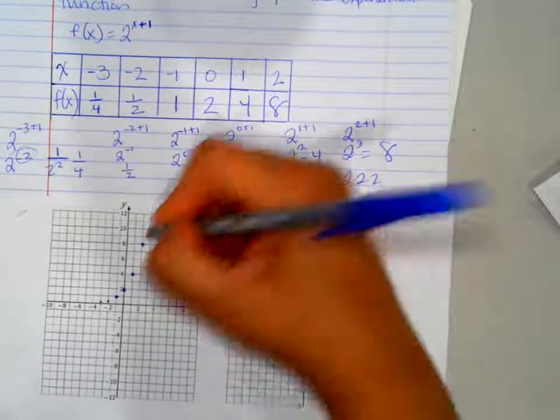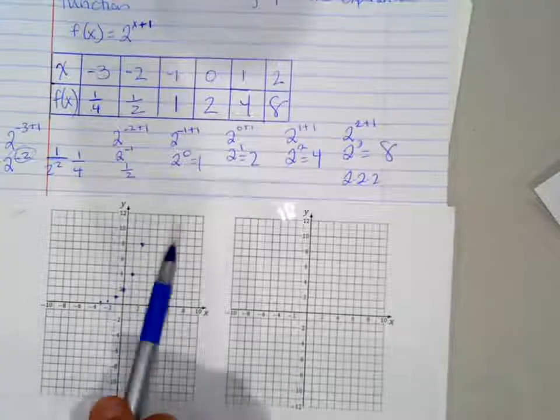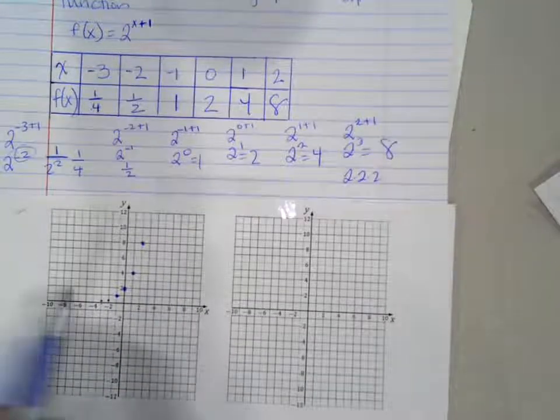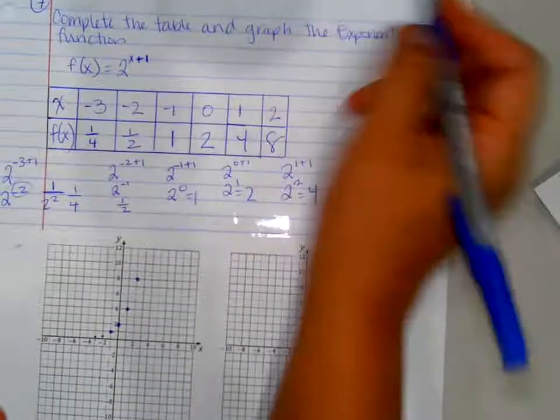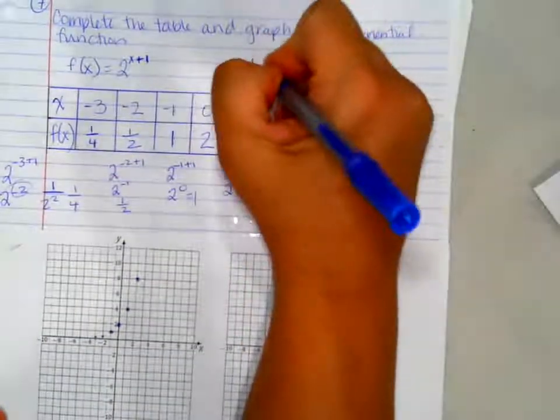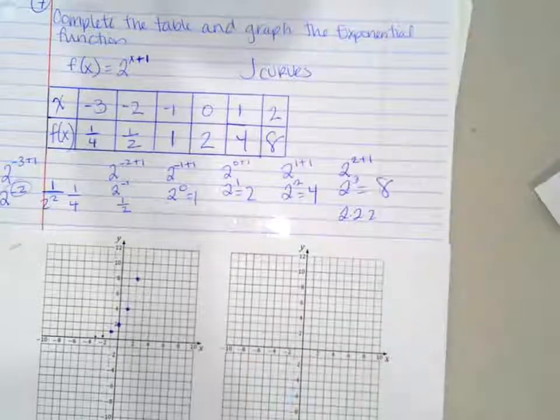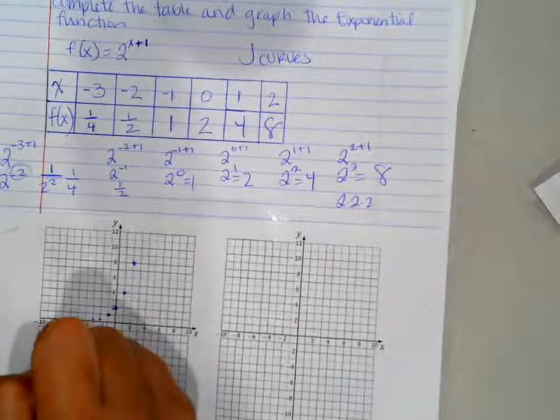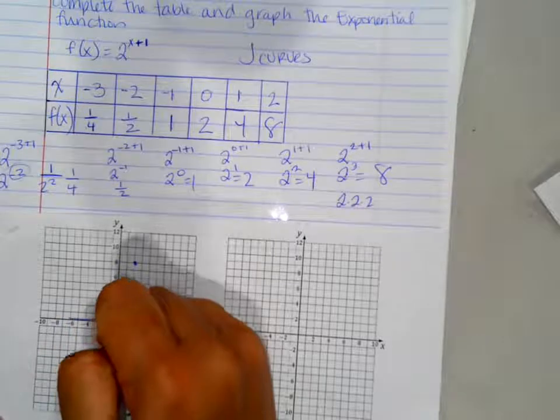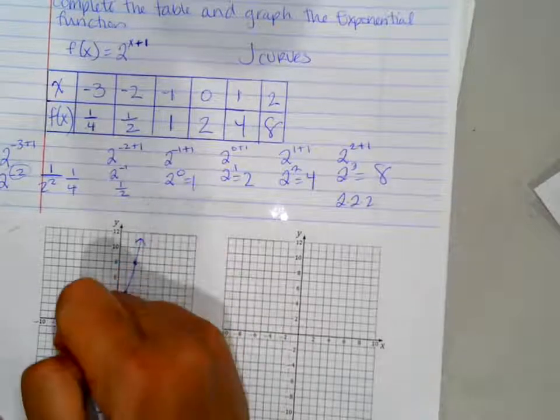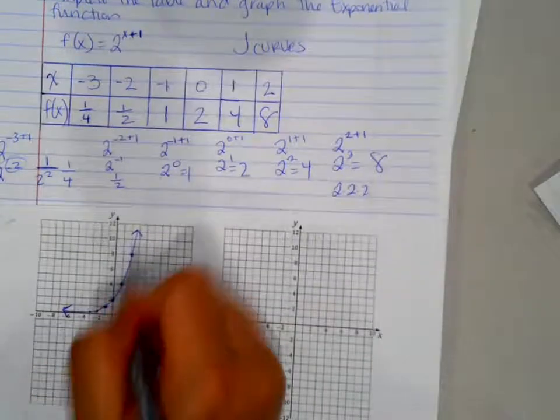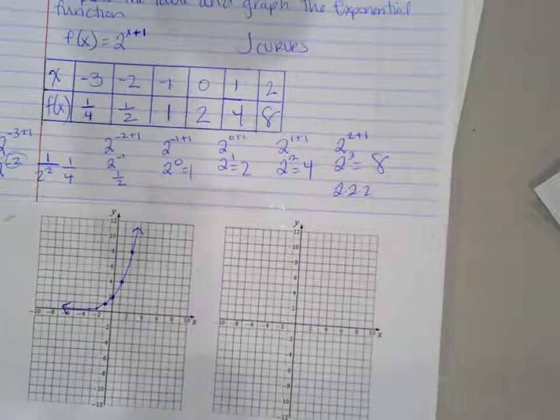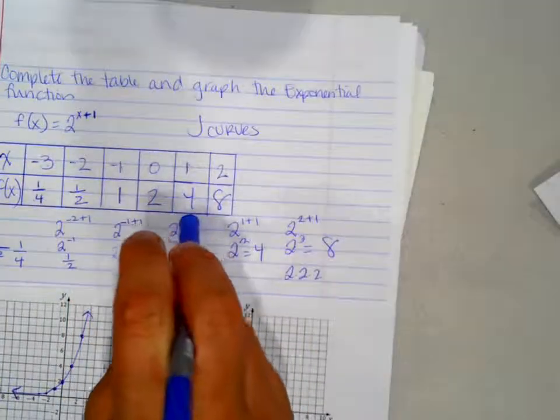What's important on this is that it asks you to graph it. It doesn't ask you to just plot the points. You need to know that this is an exponential function. They are J curves because they look like a J. It's going to come up like this and then continue on forever. But make sure when you do these, you connect the dots.